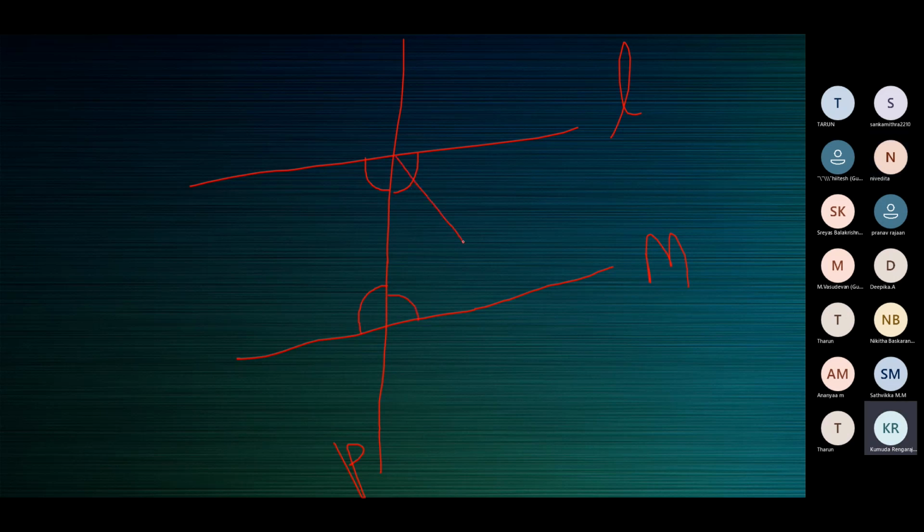Now when I do this, what is this? The angle is bisected, ma'am. Angular bisector. Okay. Now, is angle 1 equal to angle 2?